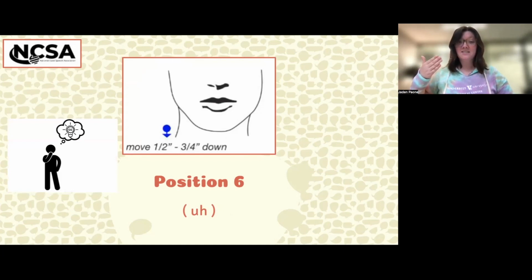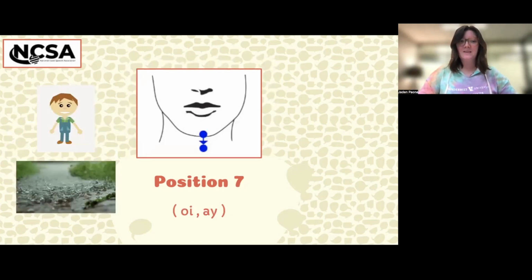This last one, it bounces slightly down. It is used in the sound as in like we're thinking. All right. This one is similar to the last one, but it bounces from your chin. So you're going to have this motion. This is used in oi, as in boy, and it's also used in a, as in rain.